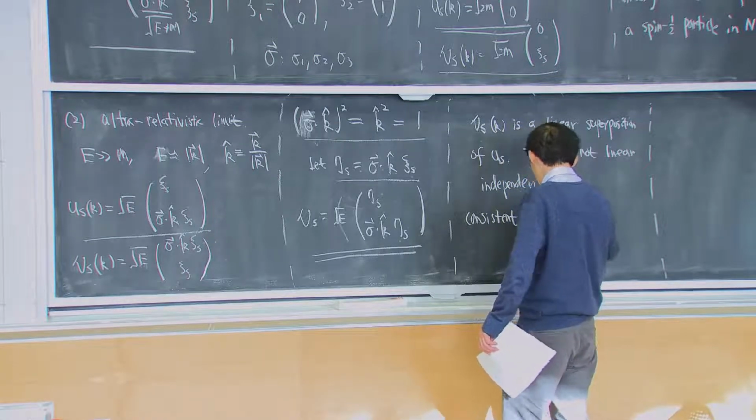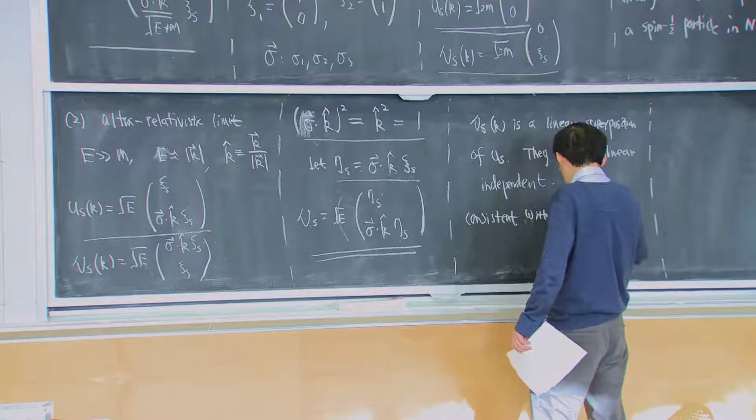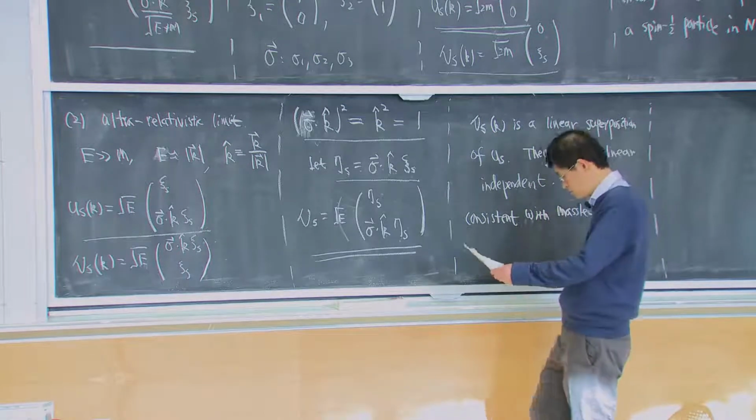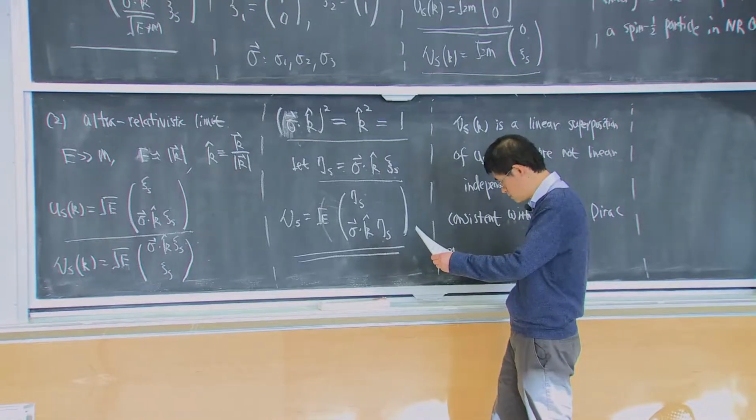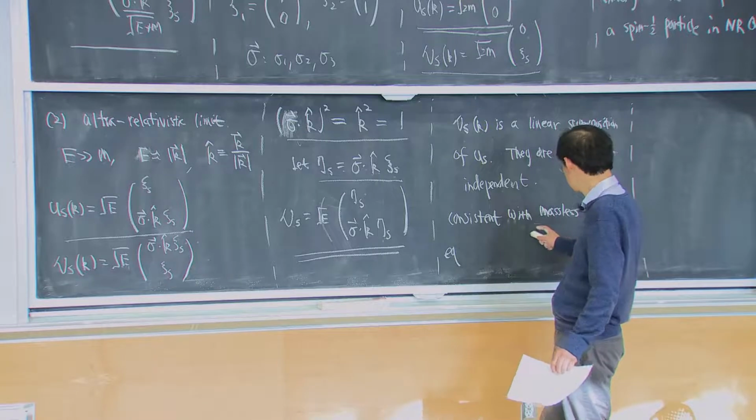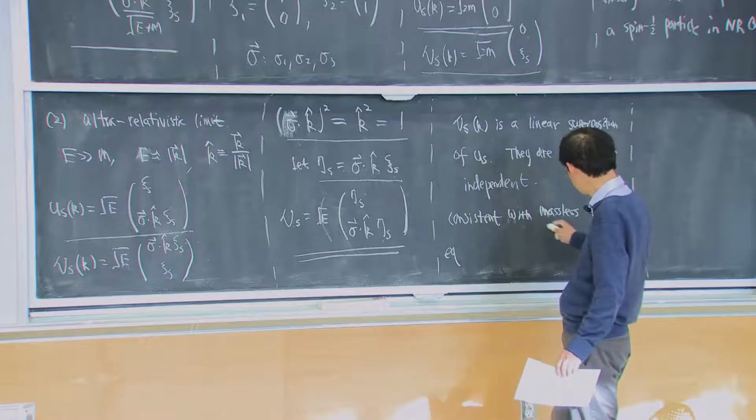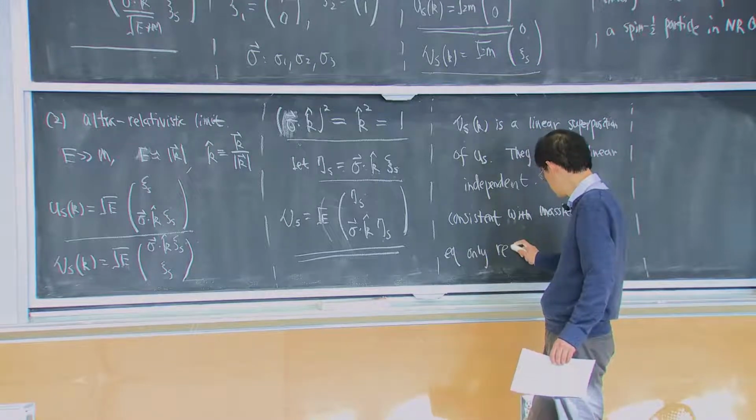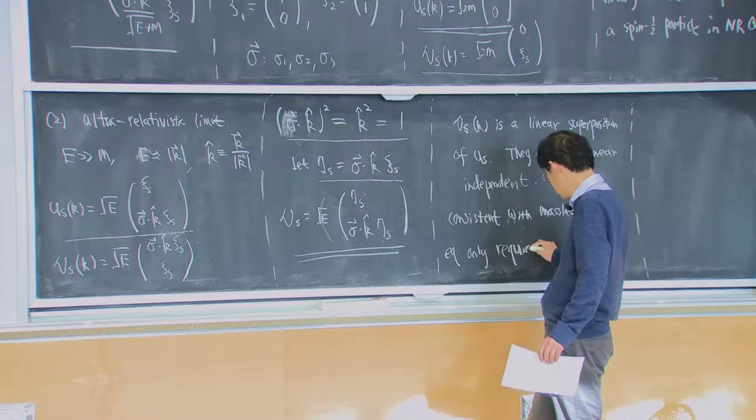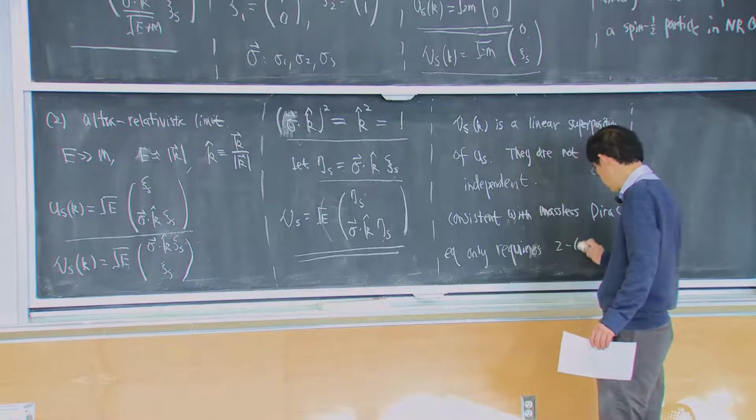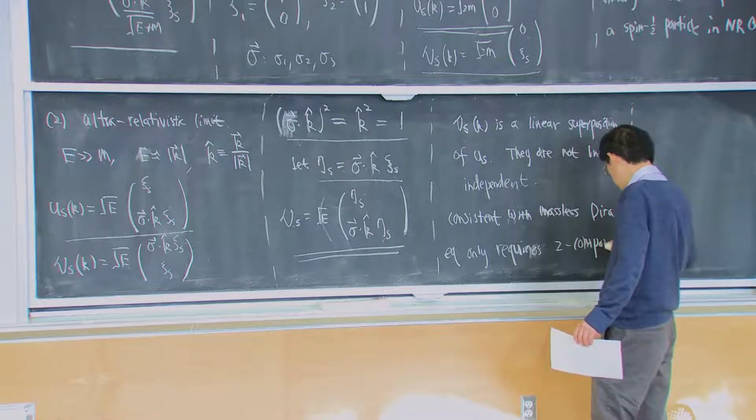so this is consistent with that the massless Dirac equation only requires two components, okay, rather than 4 components, okay?